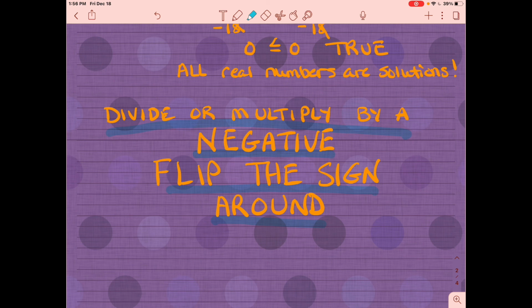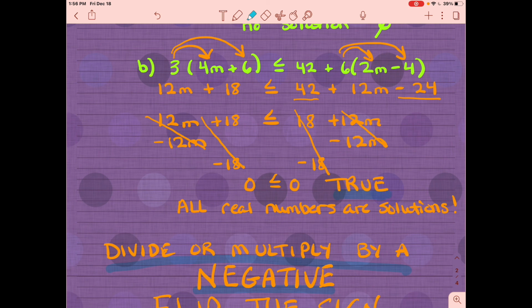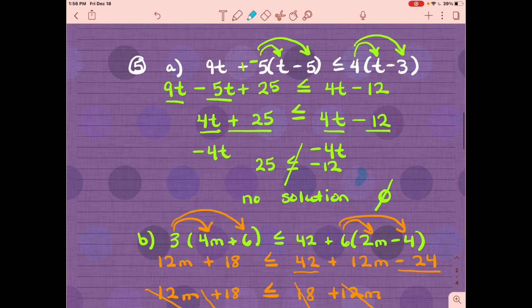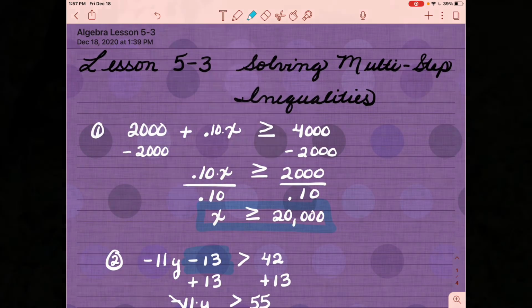So you're just solving these inequalities. Watch out for these weird ones. If you get a true statement like 0 is less than or equal to 0, then all real numbers are solutions. And if you get an untrue statement like 25 is less than or equal to negative 12, which it never is, you will say no solution and use the null set sign like that. There is going to be a practice assignment in Alex, so go ahead and try that and see what you can do.